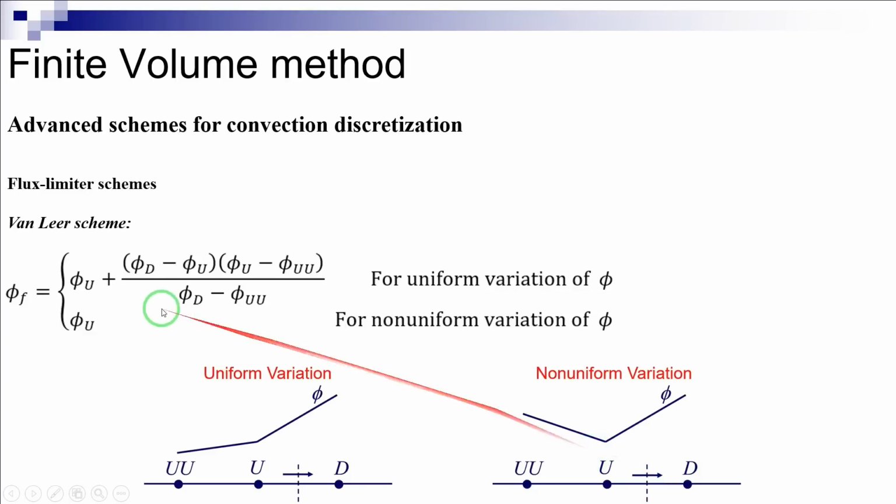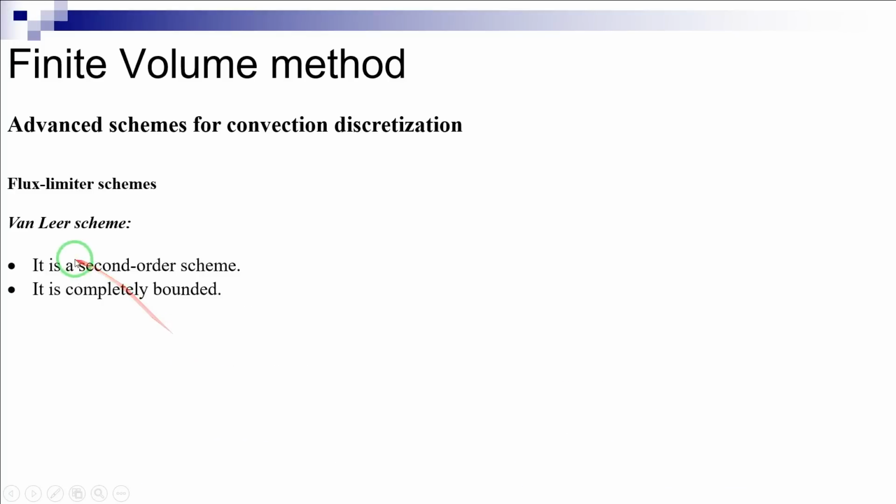Otherwise, the face value of phi f is estimated using this equation. In summary, this scheme can be written as follows for uniform variation of phi, and for non-uniform variation of phi where the first order Upwind scheme is used. In evaluating this scheme, it can be said that it is second order accurate over the whole computational domain except for the minimum and maximum local points where it is first order accurate. This scheme is generally known as a second order scheme, and also it is completely bounded.